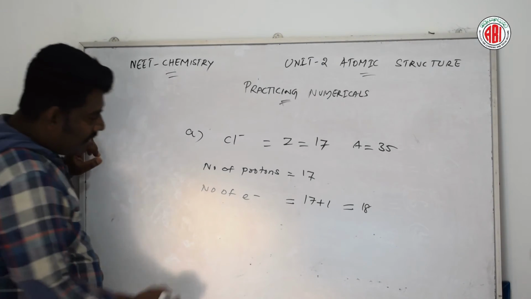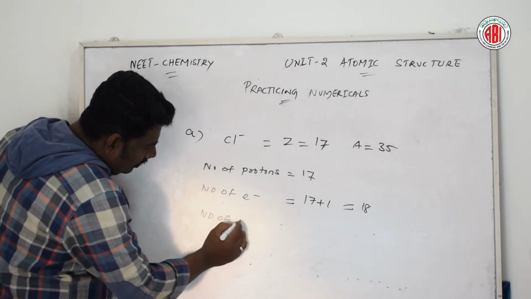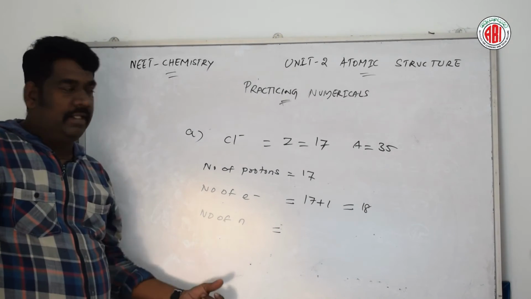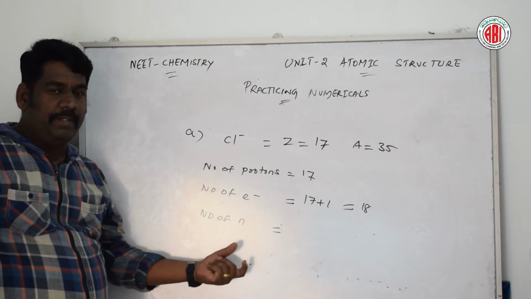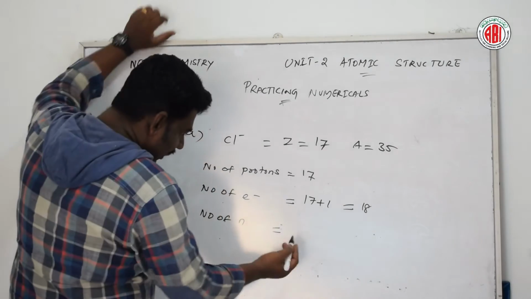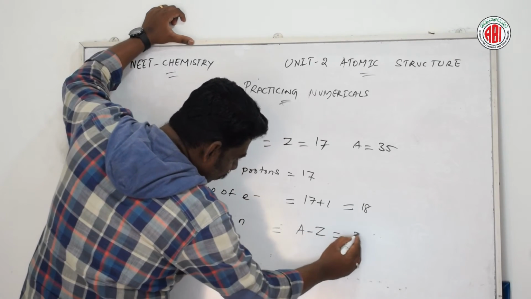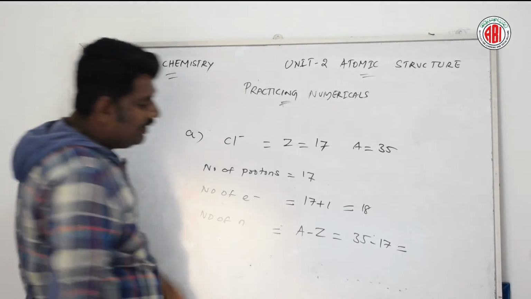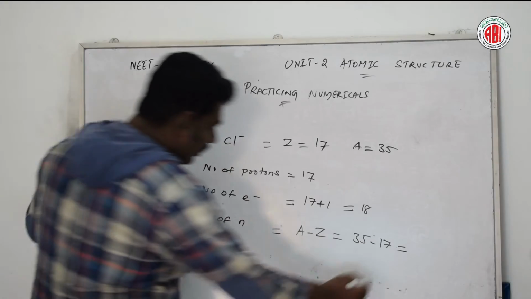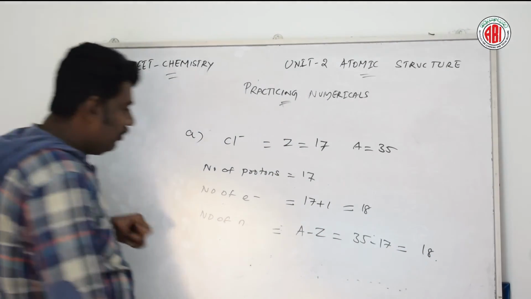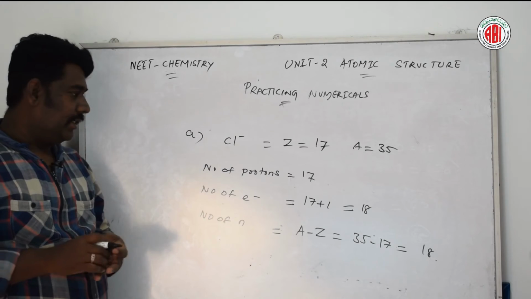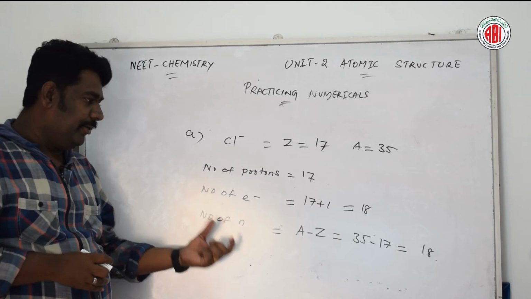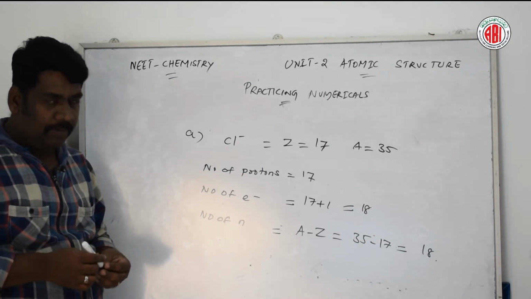Now talking about neutrons, the number of neutrons we get by subtracting the atomic number from the mass number. That is A minus Z is equal to 35 minus 17, given in the question. 35 minus 17 is 18. That is the number of neutrons. So for this chloride ion, the number of protons is 17, the number of electrons is 18, and the number of neutrons is 18. So by this way we can solve this problem.